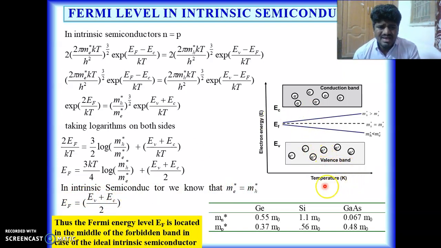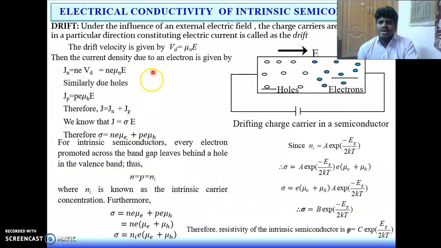But practically this is not a constant value. These are not equal. So for m_h* greater than m_e*, we observe that the Fermi level is increasing. For m_h* less than m_e*, the Fermi level is decreasing with respect to the temperature. Thus, the Fermi level EF is located in the middle of the forbidden band in case of the ideal intrinsic semiconductor only. Now, electrical conductivity of intrinsic semiconductor.